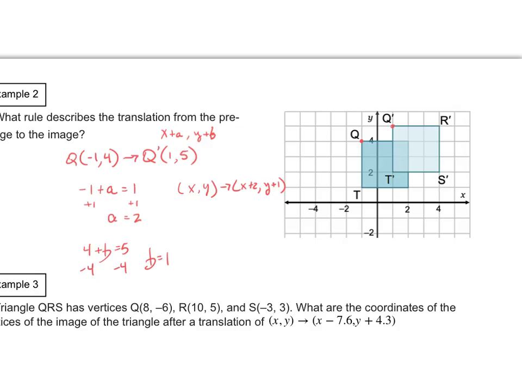But here I could also say that my x went 1, 2. So x plus 2, y went up 1. So it would be x plus 2, y plus 1. Again, being able to know which direction to go is very important, knowing that this is my pre-image, this is my new image. But you can do it many different ways depending on what kind of resources you have available to you.